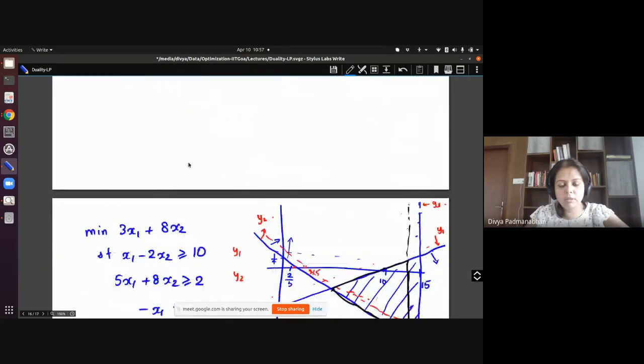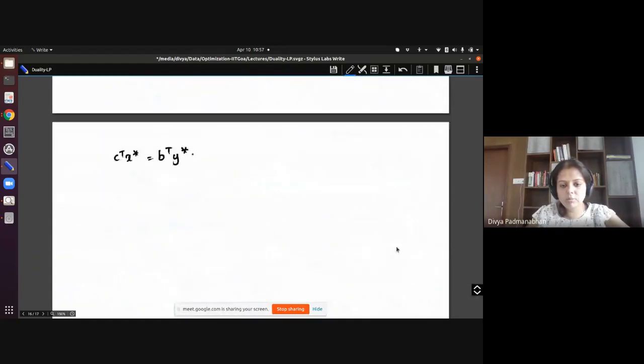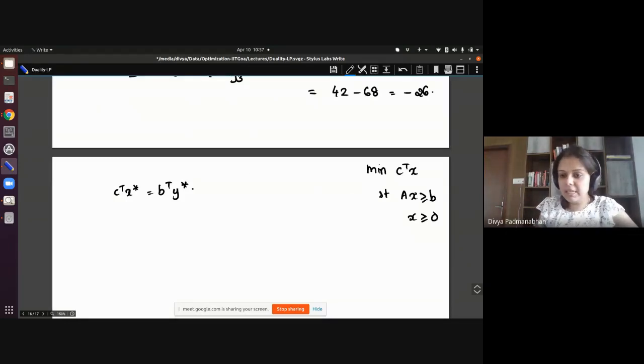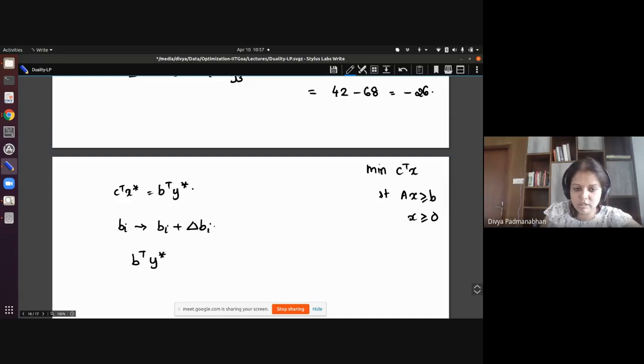So the problem was this, right? Minimize C transpose X subject to AX greater than or equal to B. And what you're changing is the right hand side alone. So suppose you're changing Bi. The ith constraint, Bi, has become Bi plus some delta Bi, some small change. Then if you look at the dual objective with Y star, what you're going to get is the original B transpose Y star.